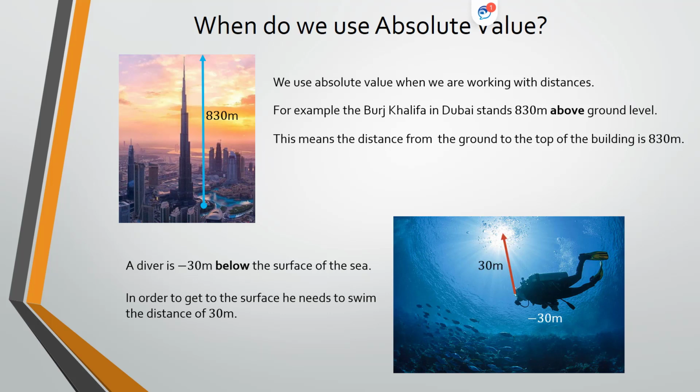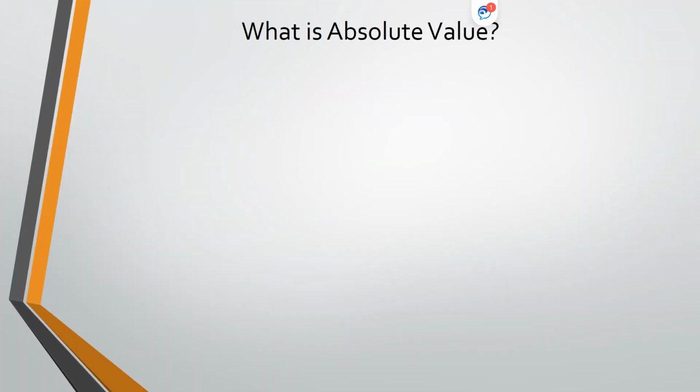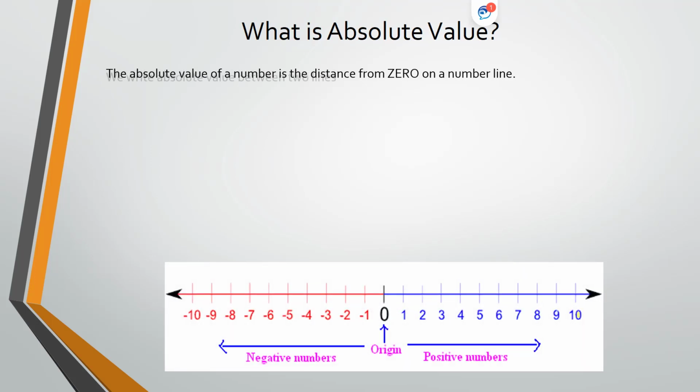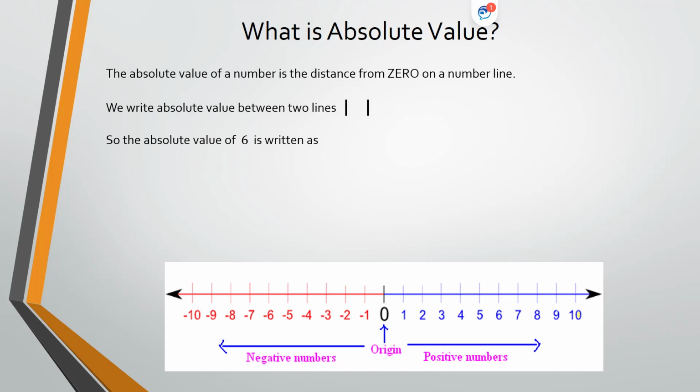So you can see that absolute value is always positive because we are referring to distance, and distance can never be negative. So what is absolute value? Well, the absolute value of a number is the distance from 0 on a number line. And we write the absolute value between two lines, like this. And for example, the absolute value of 6 is written as 6 between two lines.